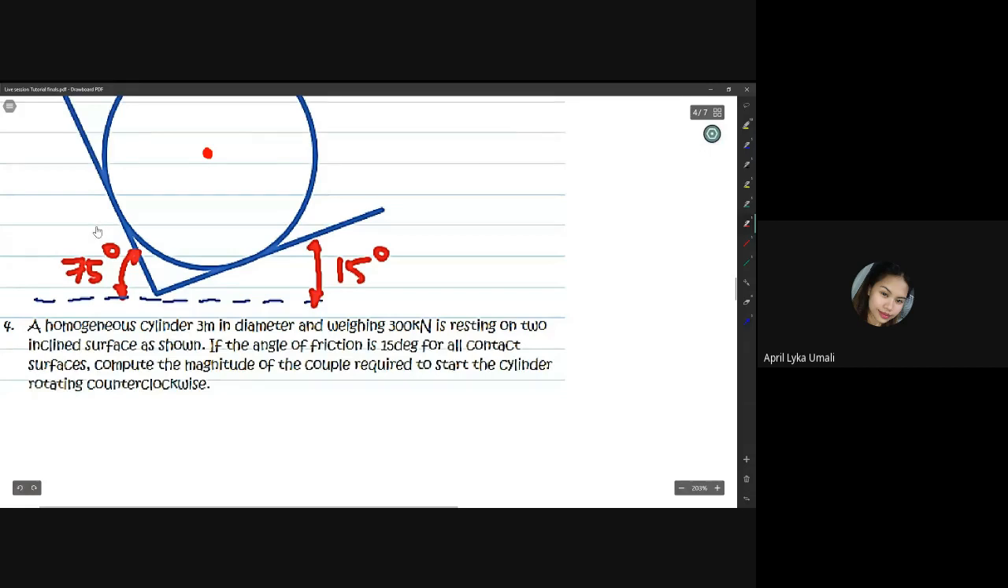A homogeneous cylinder, 3 meters in diameter and weighing 300 kilonewton, is resting on two inclined surfaces as shown. If the angle of friction is 15 degrees for all contact surfaces, compute the magnitude of the couple required to start the cylinder rotating counterclockwise. Okay.